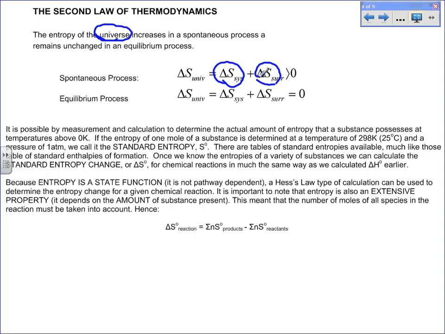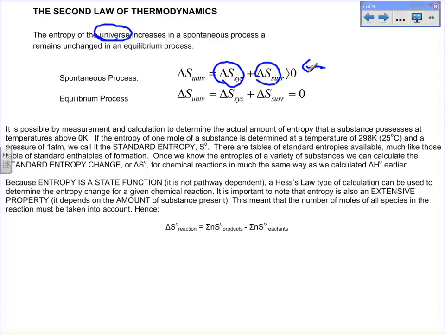For an equilibrium process, the entropy of the universe is equal to zero. We're going to focus on equilibrium a little bit later. Our focus for now is going to be this idea here. What we're going to be doing is determining how we can calculate the entropy of the system and how we can calculate the change in entropy of the surroundings, and then how we can decide if a process is going to be spontaneous.